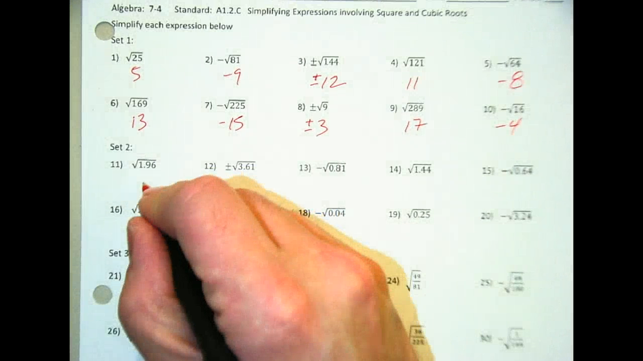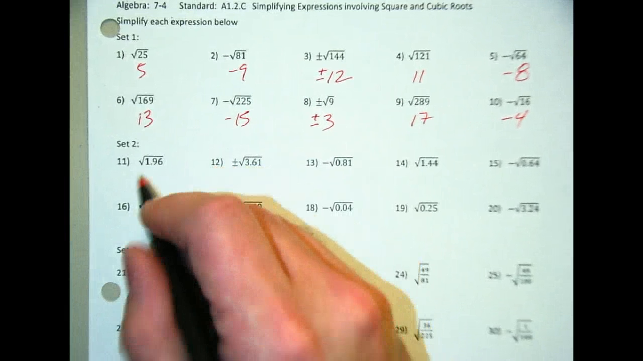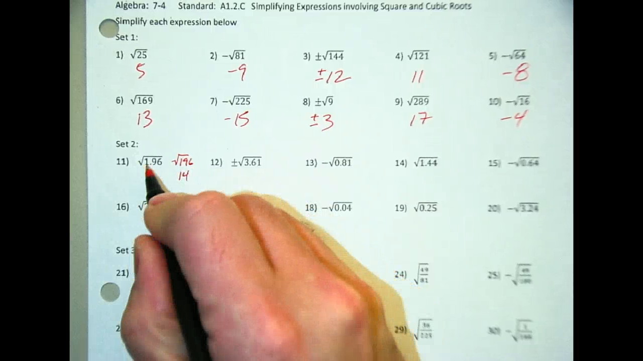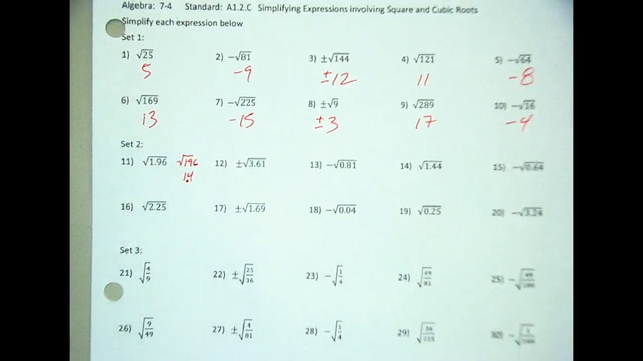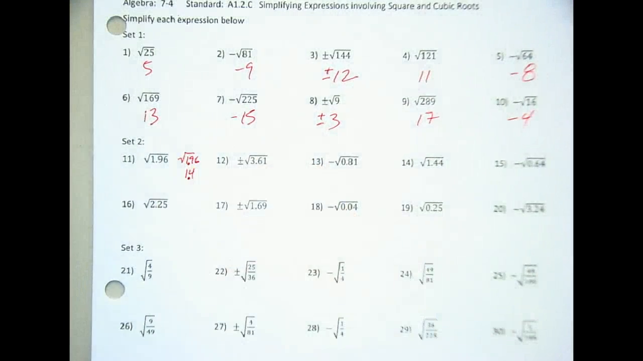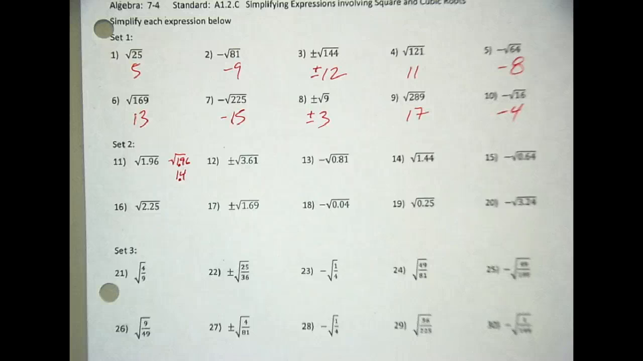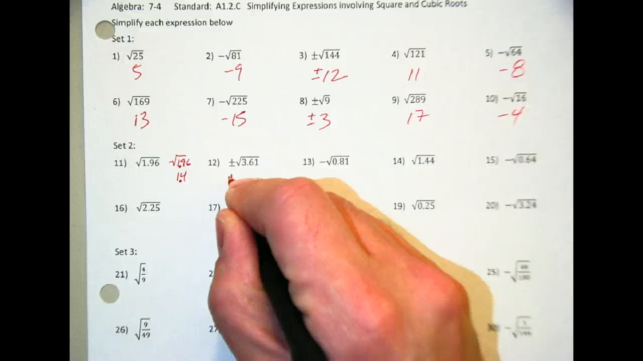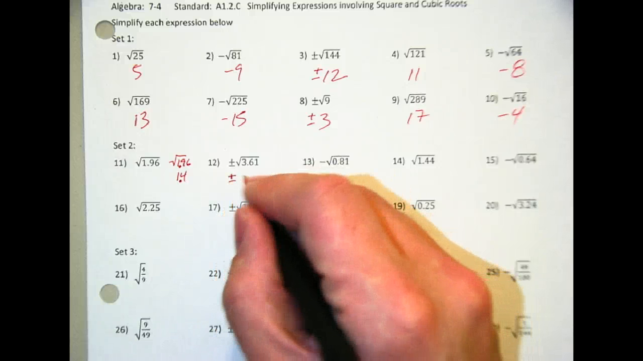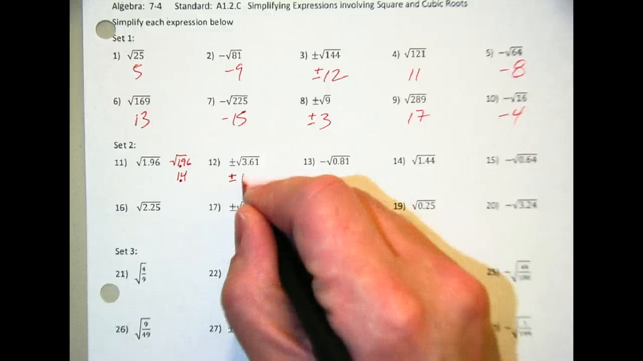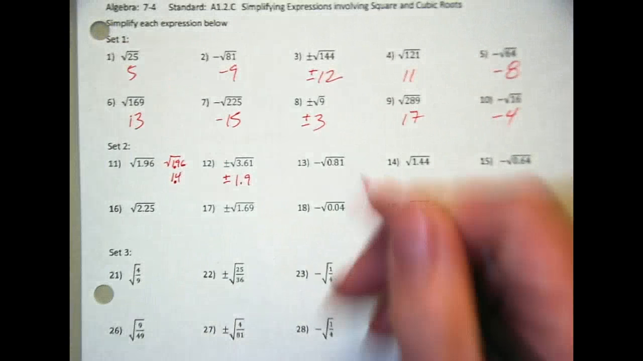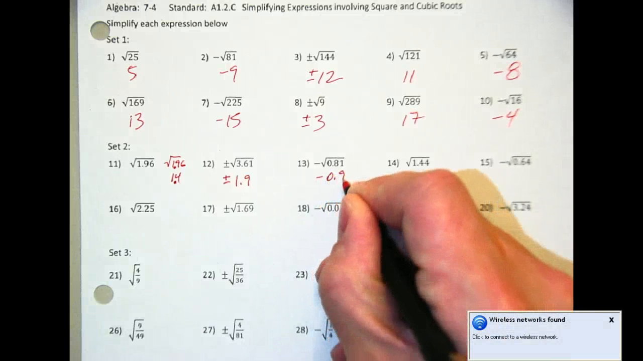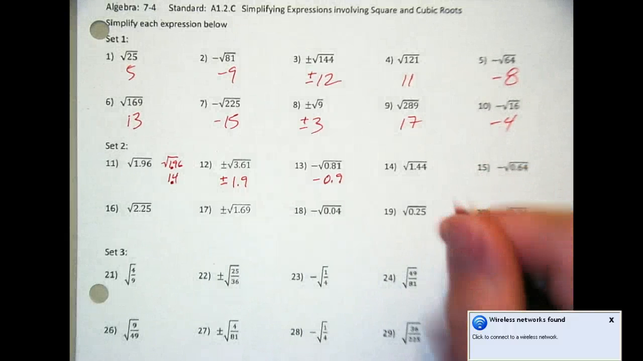Number 11, Audrey. Good. So right here we have the root of 196 is 14. So the root of 1.96, just 1.4. Just put the dot and the decimal in between there. Nice job. Okay. Number 12, Ryan. 0.19. Almost. Is it 1.9? Plus minus 1.9. Good. Number 13, Parker. -0.9. Nice job.